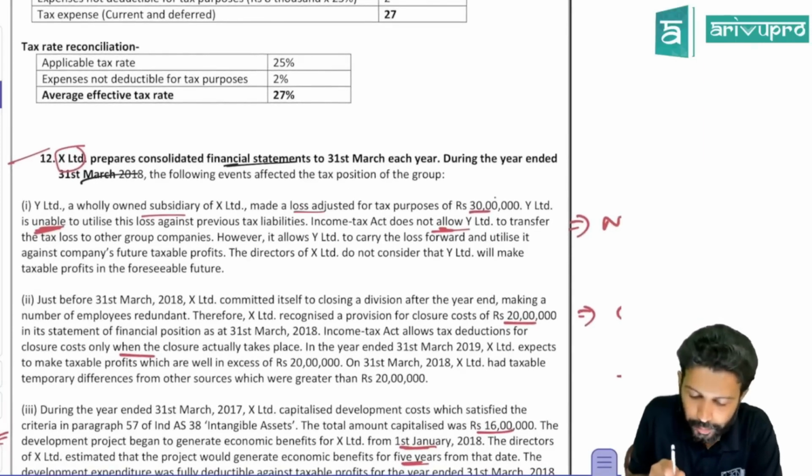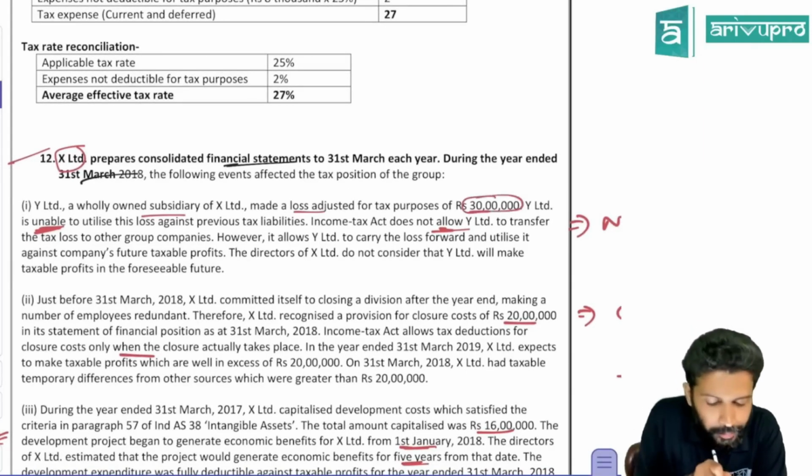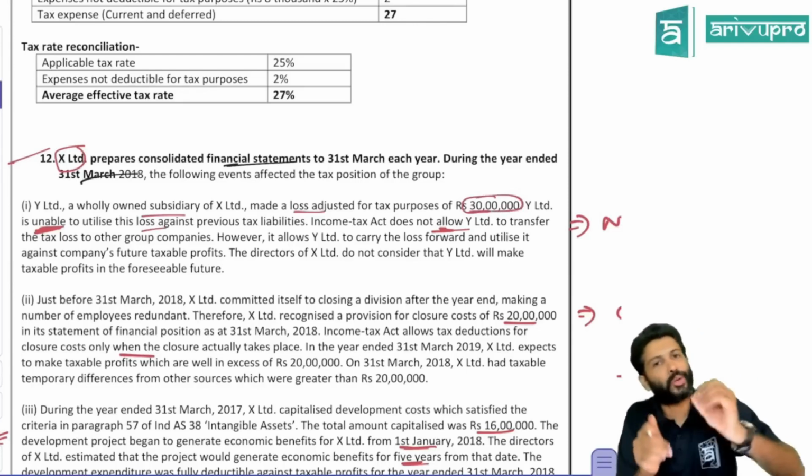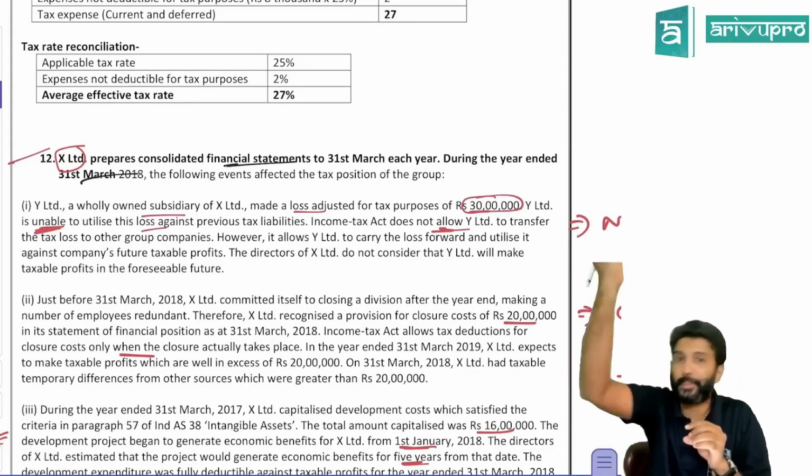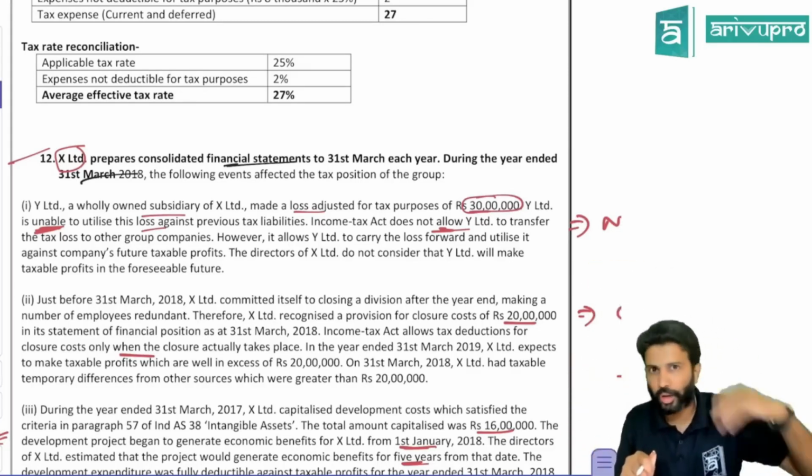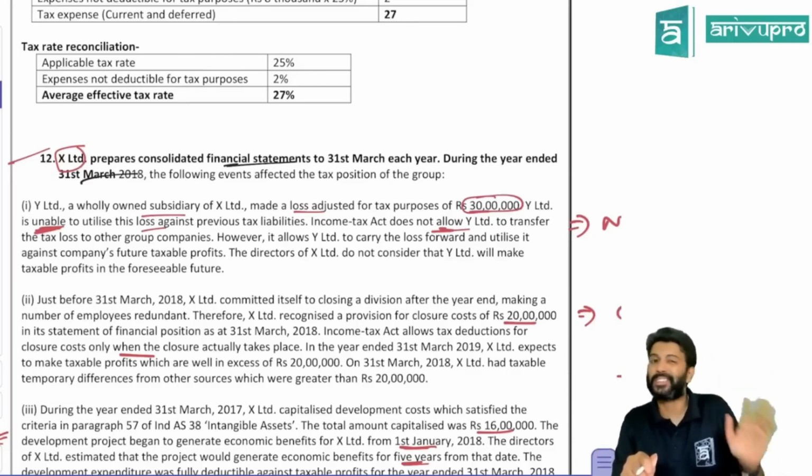Y has made a loss for tax purpose of 30 lakh rupees. Y is unable to utilize this loss. So on loss, you create a deferred tax asset because in future your tax amount will reduce. So on always carry forward loss, you create a deferred tax asset.